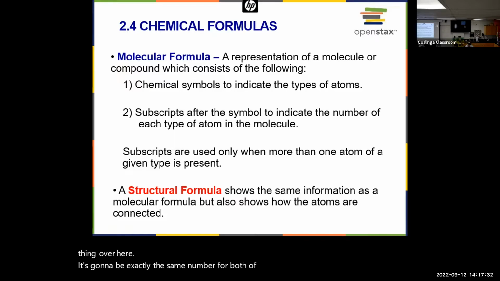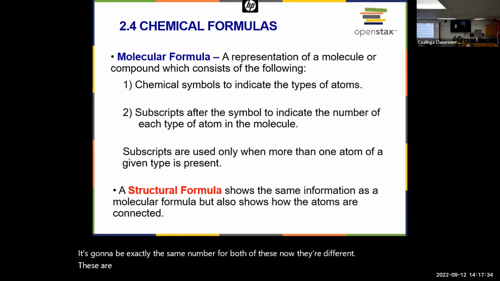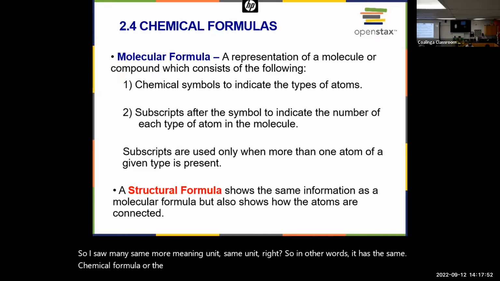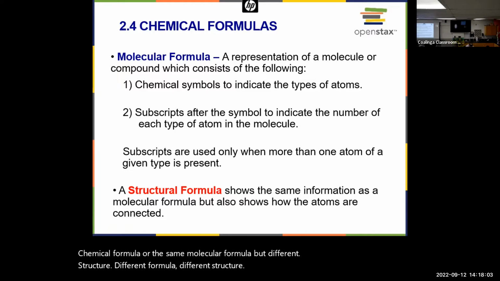It's going to be exactly the same number for both of these. Now they're different. These are called isomers. Iso meaning same, mer meaning unit. Same unit, right? So in other words, it has the same chemical formula or the same molecular formula, but different structure. Different structural formula. So the structure is going to be different. So that's an isomer. These are examples of isomers.